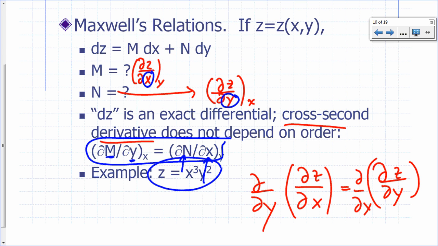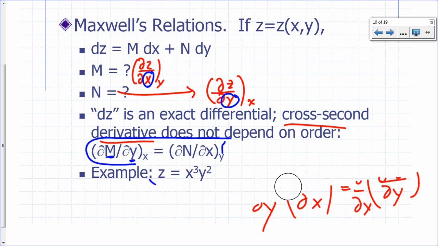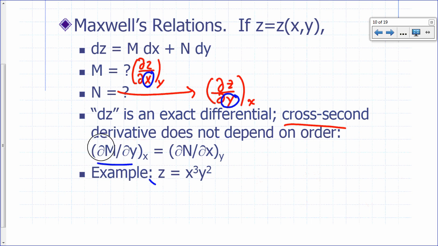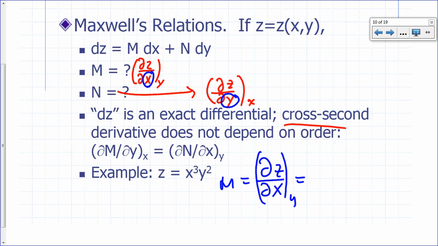So let's illustrate that with this one right here. Let's say z is equal to x cubed times y squared, just for example. What is the partial derivative of z with respect to x? This is going to be our M, right? What is it? Holding y constant, y squared is a constant. And what's the derivative of x cubed? 3x squared.